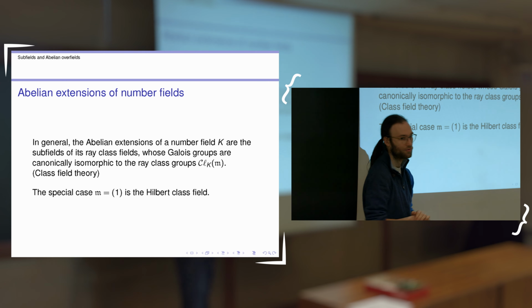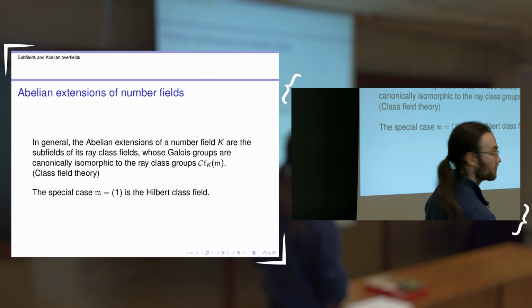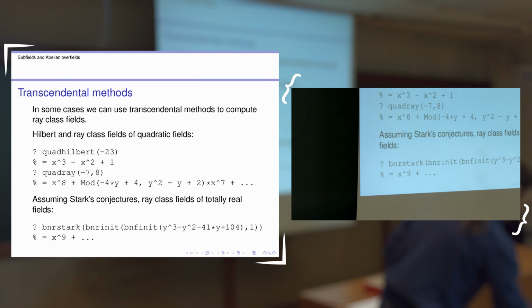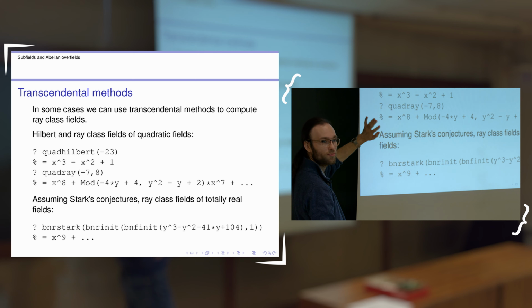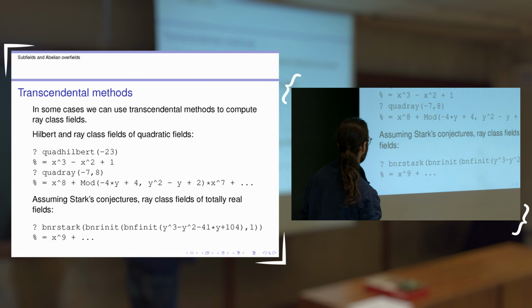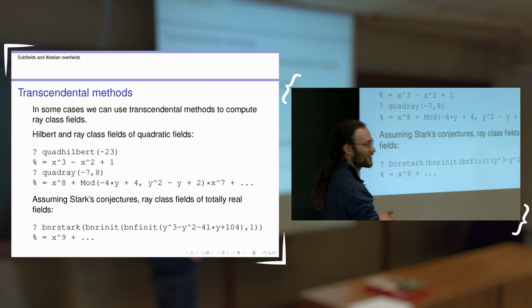Trivial modulus is called the Hilbert class field, the maximal abelian unramified extension. Okay, so let's see some examples. First I want to mention the transcendental methods, which we have not modified, but it's just a reminder that these methods are available. For instance, we can do Hilbert and ray class fields of quadratic fields. There are special methods for those. I guess maybe we could have extensions of CM quartic someday. So these are the functions quadhilbert and quadray.